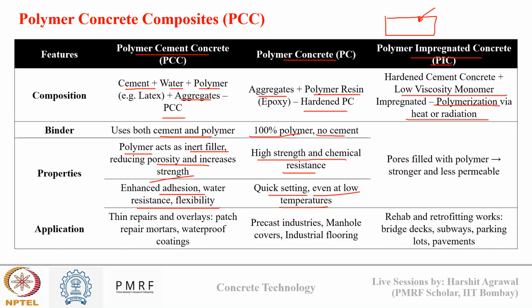While in PIC, the polymer fills the pores, so it makes already hardened concrete much stronger and less permeable. Now, PCC is generally used for overlays or patch repairs, while polymer concrete is generally used for covering manholes or industrial flooring. For example, at the roof of a structure, we use polymer concrete for flooring so that water doesn't permeate inside. And PIC is generally used for retrofitting work.